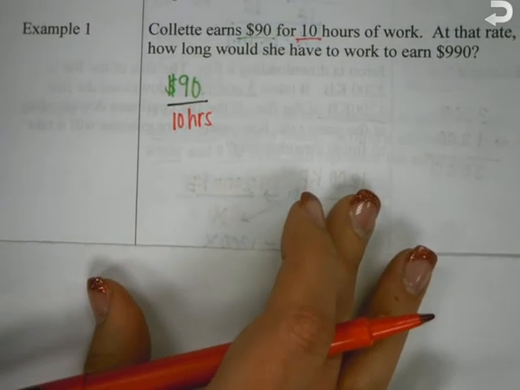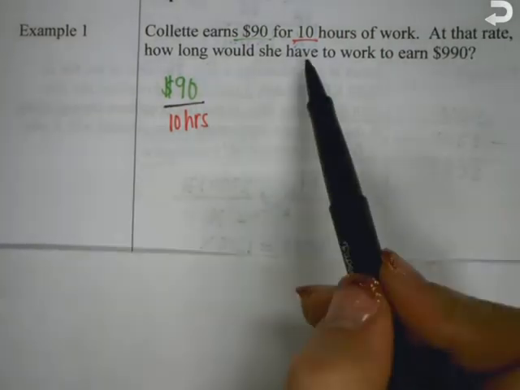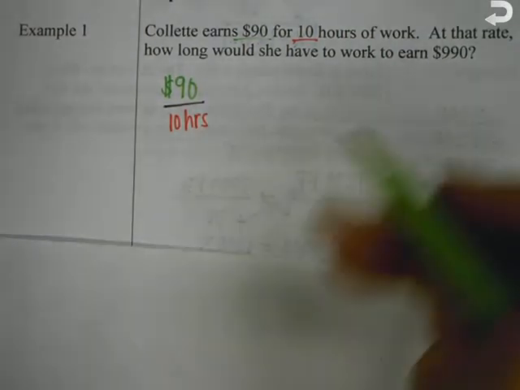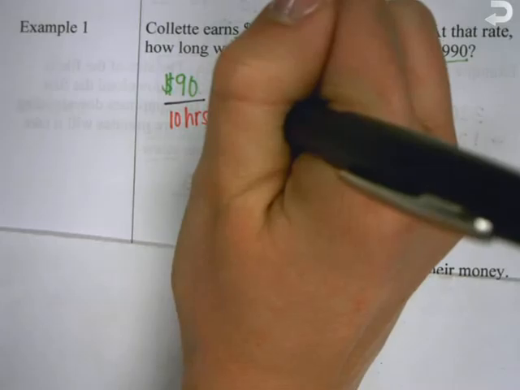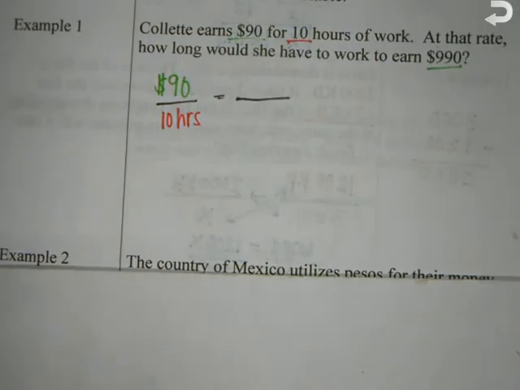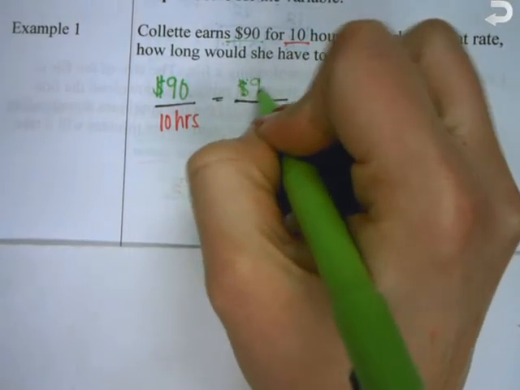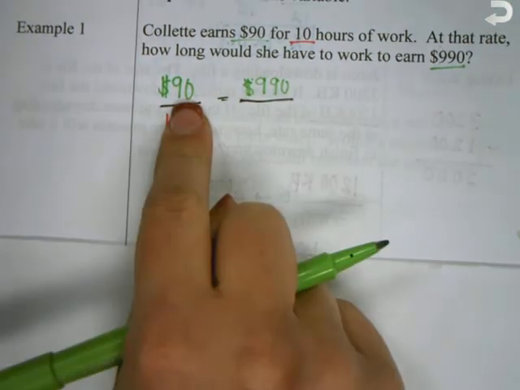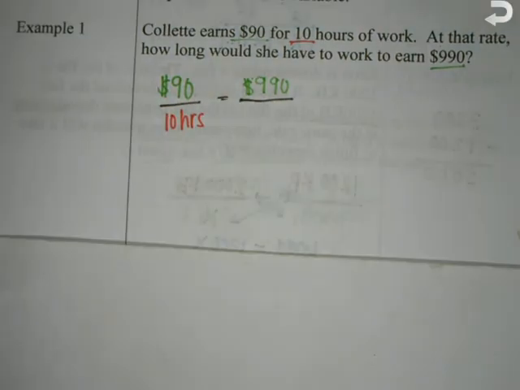Now this is the rate that she's earning money. And the question is, at that rate, how long would she have to work to earn $990? So we know she wants to earn that much money, but we don't know how long it's going to take her. So we're going to take the $990, and that goes on top because on the other side, dollars is on top, so we have to make sure that they're in the same position. And we don't know how long it's going to take her, so that's our variable. Let's call it X.